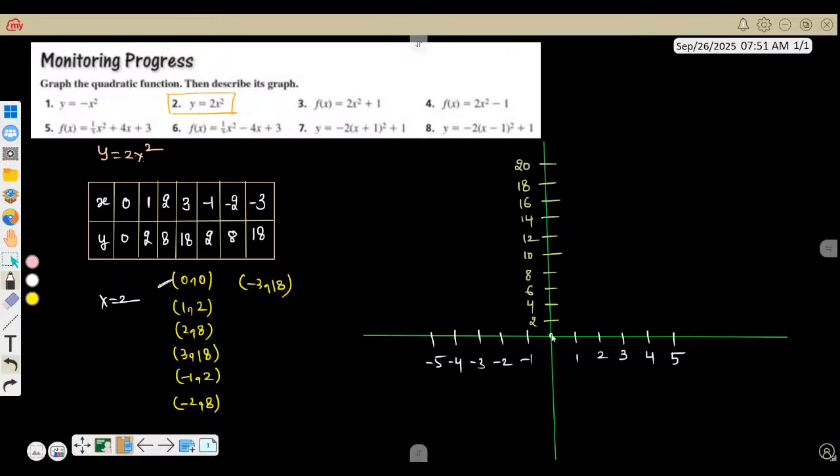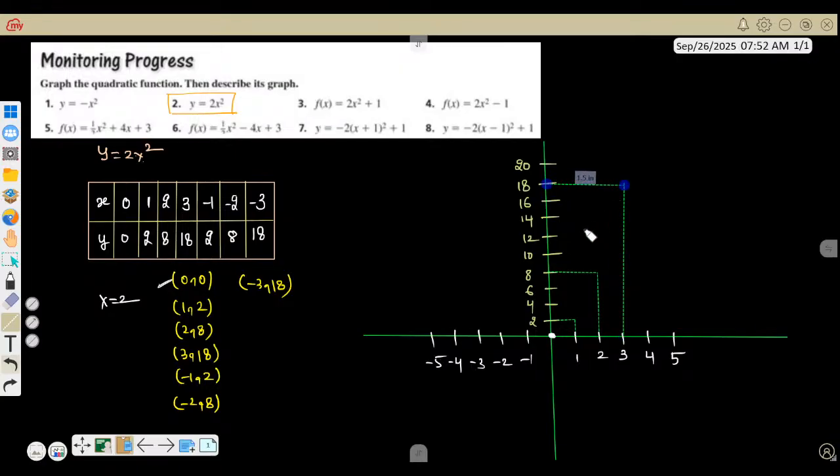0, comma 0, this point. Then 1, comma 2. X is 1, Y is 2. So this point. And after that 2, comma 8. This is 2. This is 8. And then 3, comma 18. This is 3, and this is 18.